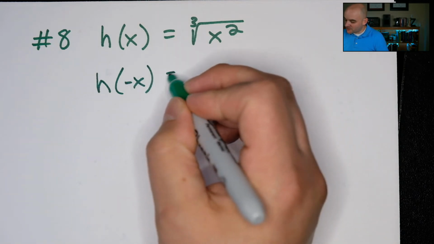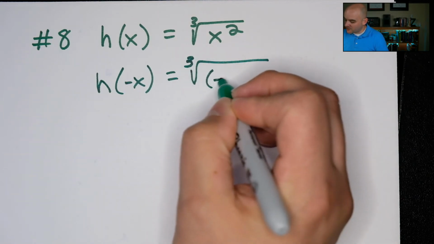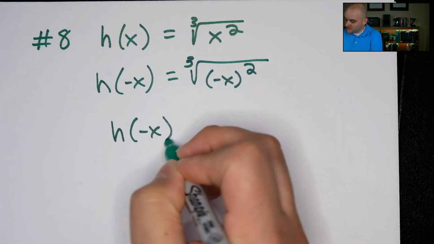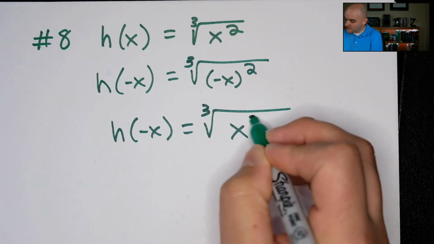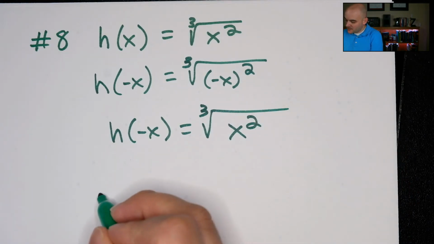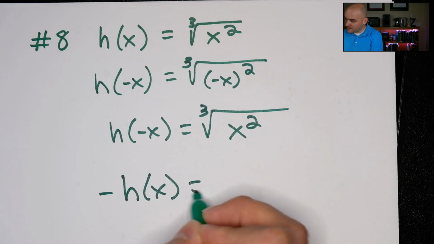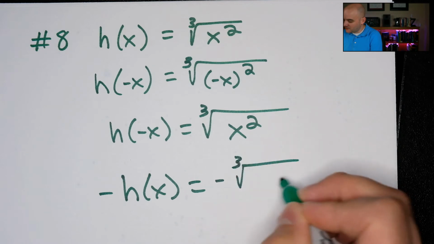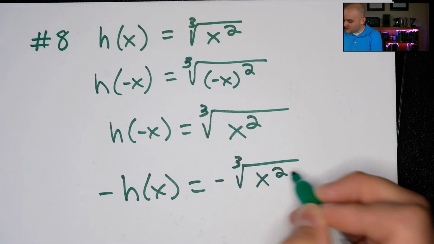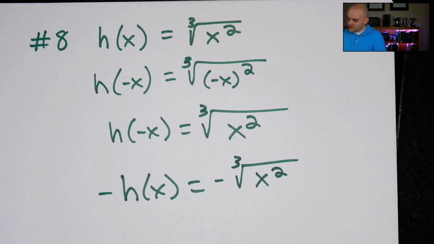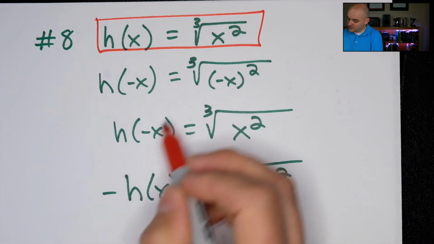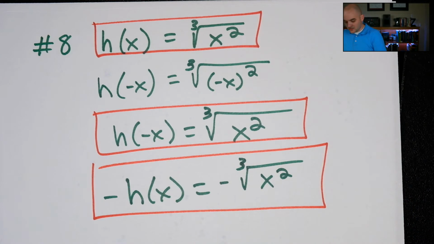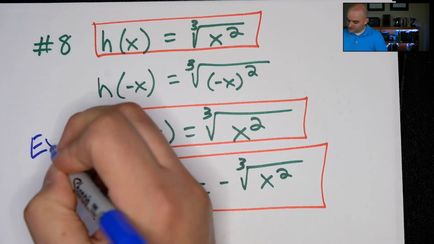So if we put in h of negative x, we get the cubic root of negative x quantity squared, which becomes the cubic root of positive x squared. And then the negative h of x becomes, well, just multiply that term by a negative. You get negative cubic root of x squared there. So these are the three that should be written on your paper: the original, h of negative x, and the negative h of x. And we said this function was even.